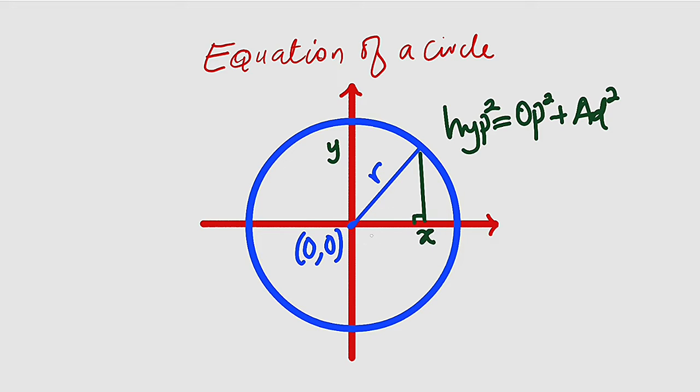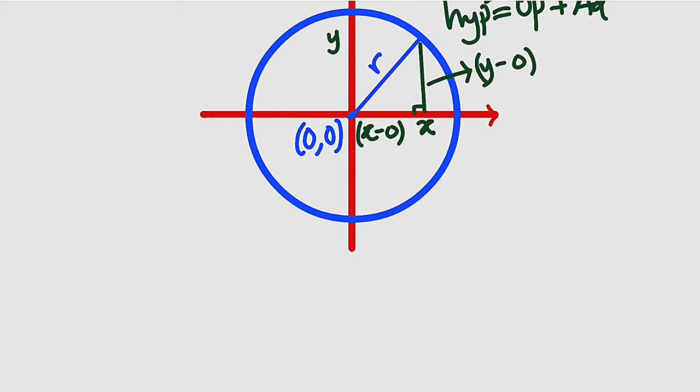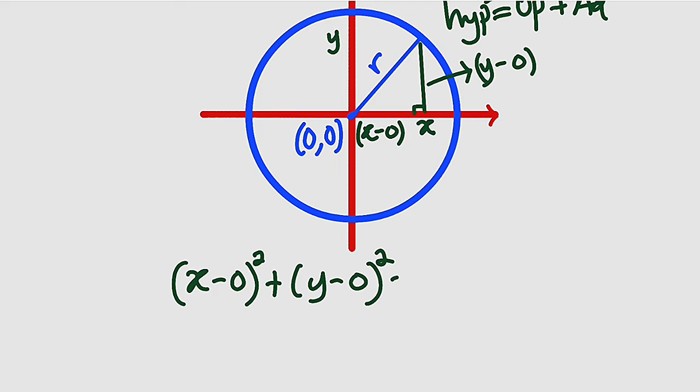Let us find them. To find the distance from origin to x, all we have to do is to take away 0 from x. So the distance here is x minus 0, right? That is the length of that line. And this one also is going to be y minus 0. So to find the distance of our radius, according to Pythagoras we say that x minus 0 whole squared plus y minus 0 whole squared is equal to r squared.